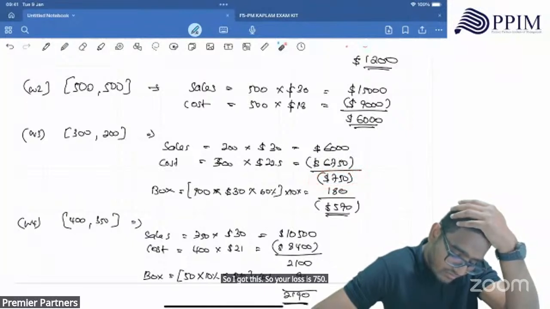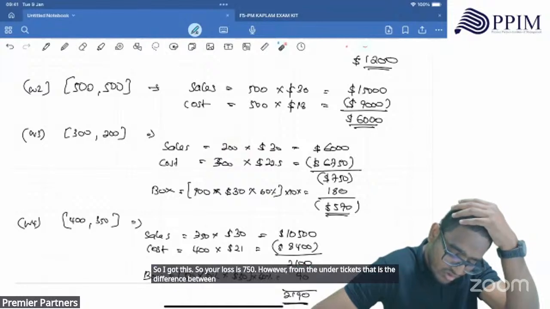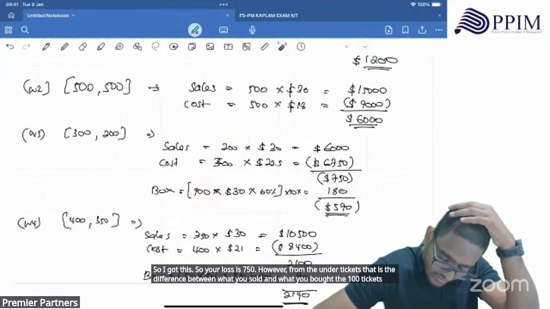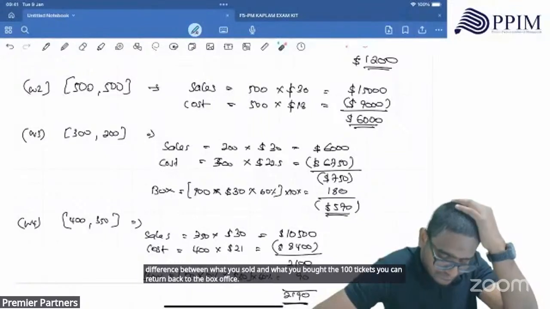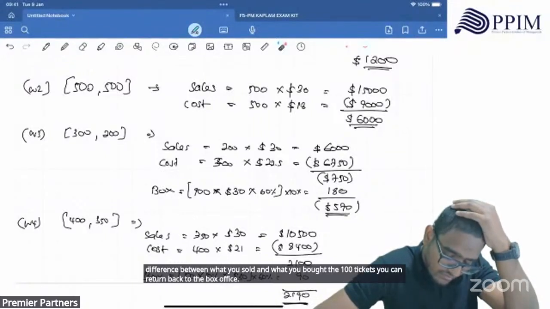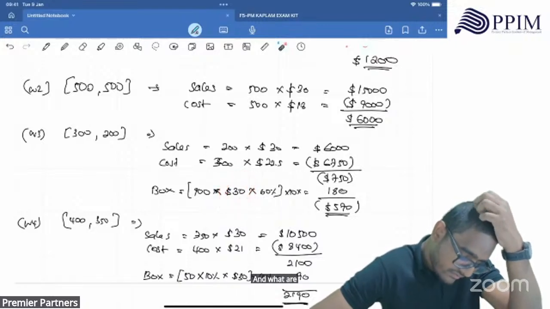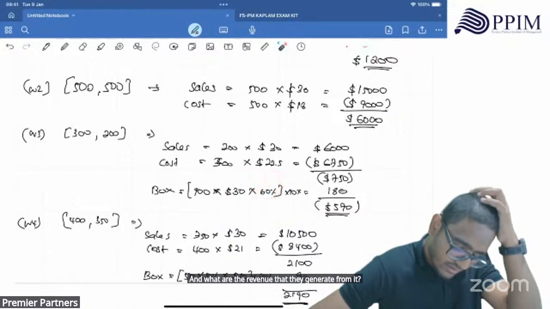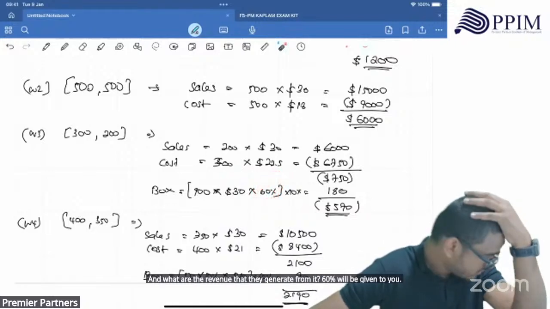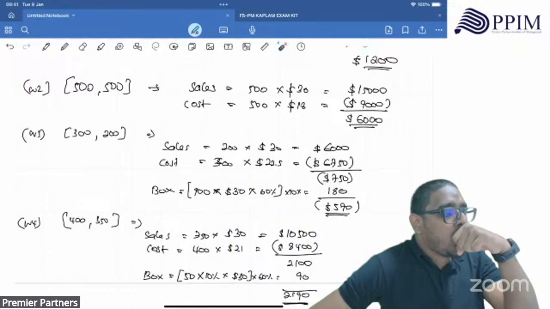However, the 100 tickets, that is the difference between what you bought and what you sold, you can return back to the box office. From the 100 tickets, only 10% will be sold. Each will be sold at 30. And whatever revenue they generate from it, 60% will be given to you. Okay.